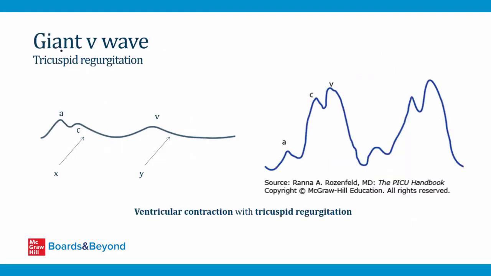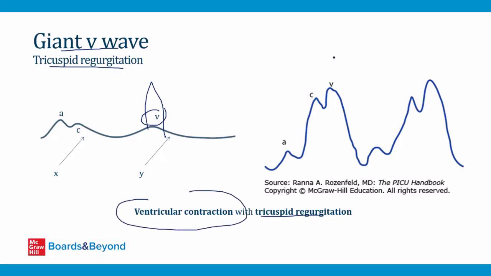And then finally, let's talk about the giant V wave. So remember, the V wave is caused by contraction of the right ventricle. Well, if the right ventricle contracts, but a whole bunch of blood goes backwards through a regurgitating tricuspid valve, then that's going to make the V wave get very high. And that creates a finding called a giant V wave, classic finding in the venous pressure or right atrial pressure tracing in a patient with tricuspid regurgitation, caused because the ventricle is contracting and creating this very large giant V wave by pushing blood back through the leaky tricuspid valve into the right atrium.